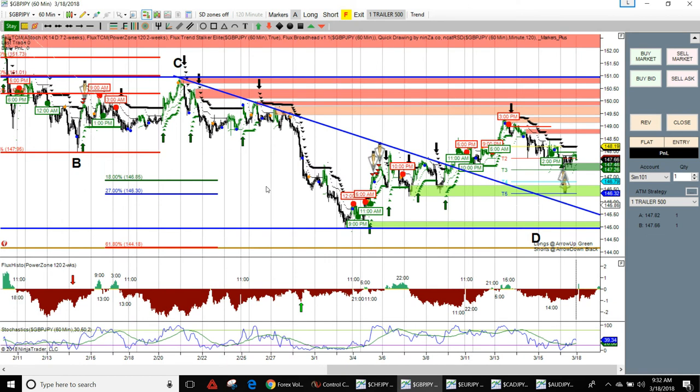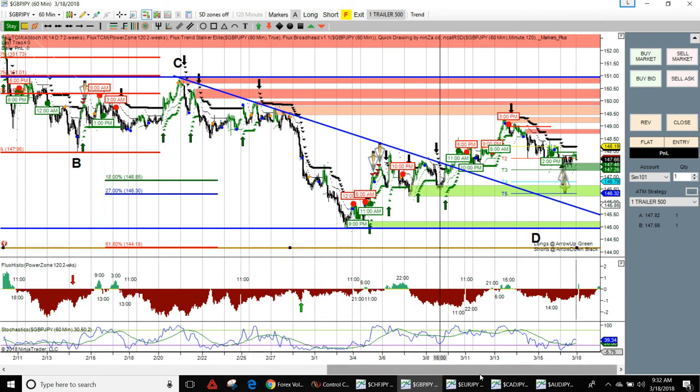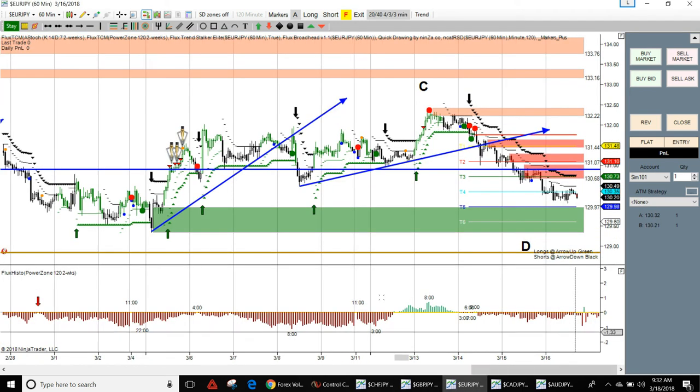Next up, the Great British Pound JPY. Again, just like the Pound US, broke the trend line, went up, and still again in a downswing. And our target is 144.18. And where are we at currently? We're in between the B low and the 118. So we'll see, traders, on this pair. Again, a target 144.18 on the Great British Pound JPY.